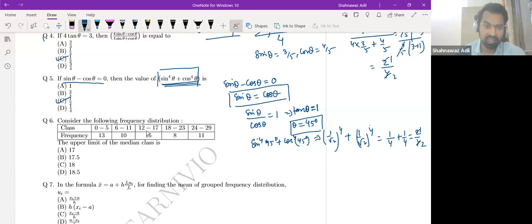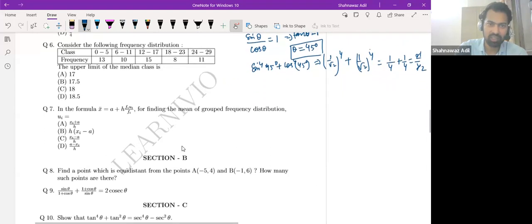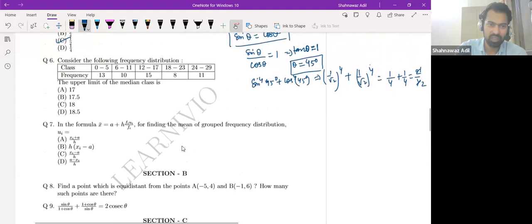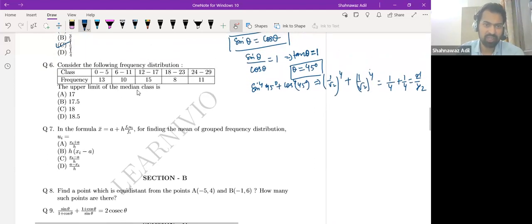Okay, but yeah, so this question, why did you guys make a mistake in this question? We have to find the median class of whatever interval is given, right? And we can clearly see that this is not a continuous one. So first we have to make this a continuous one. So the continuous one would be minus 0.5, 5.5.